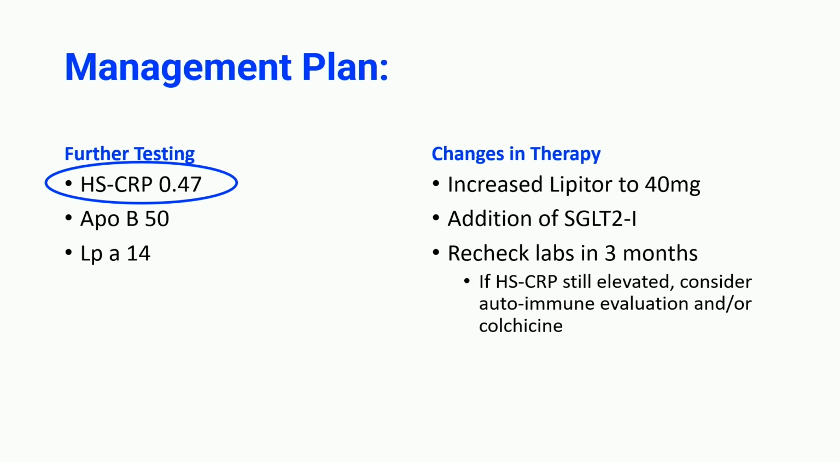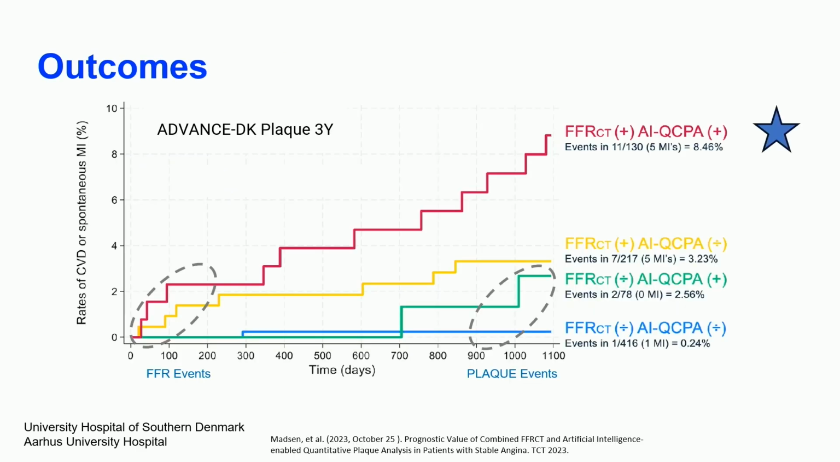His CRP is elevated, his Lp(a) is normal. So we did talk to him and we increased his Lipitor to 40 to get that 50% reduction. He had an issue with gastroparesis. His weight was not overly obese, so we added an SGLT2 inhibitor, and we're going to recheck labs in 3 months. And again, if his CRP is still elevated, he may need an autoimmune evaluation or colchicine. So the reason I chose this case is I wanted to highlight it goes beyond the LDL of how we can actually change the management and potential outcomes for our patients.